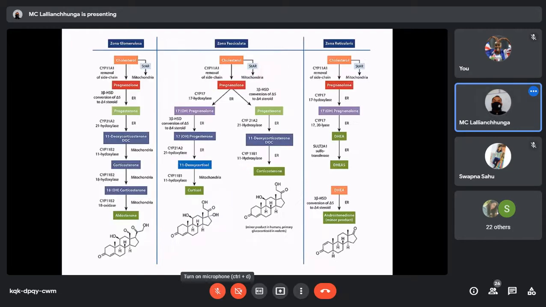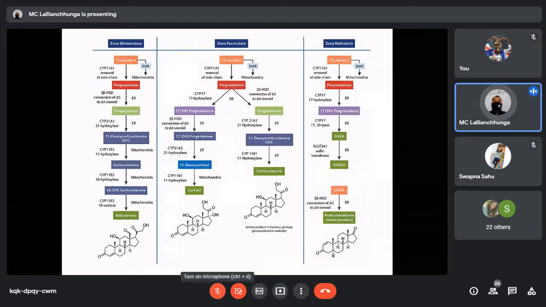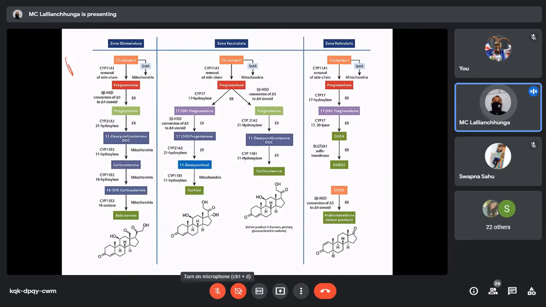So this is the stepwise conversion in the production of the steroid hormones. This is just an example in the case of the adrenal gland. You see zona glomerulosa is one type of cell in the adrenal cortex, zona fasciculata is another type of cell, and reticularis is another type of cell.